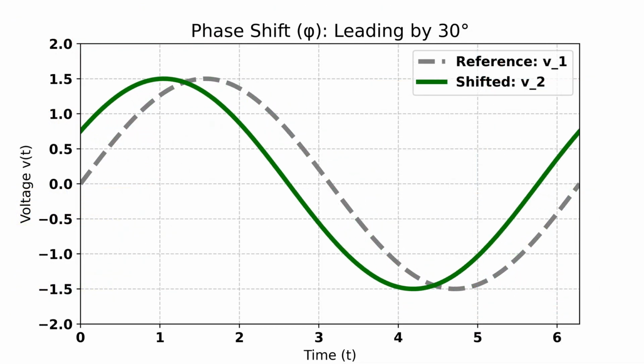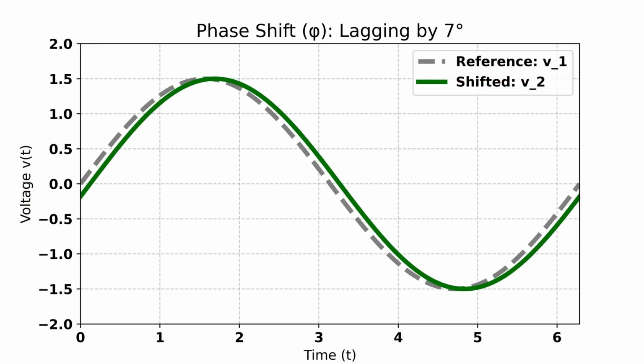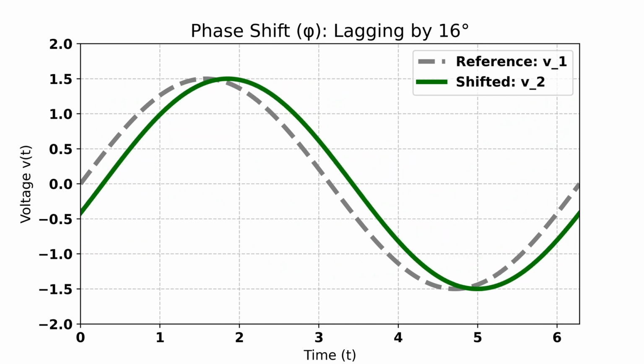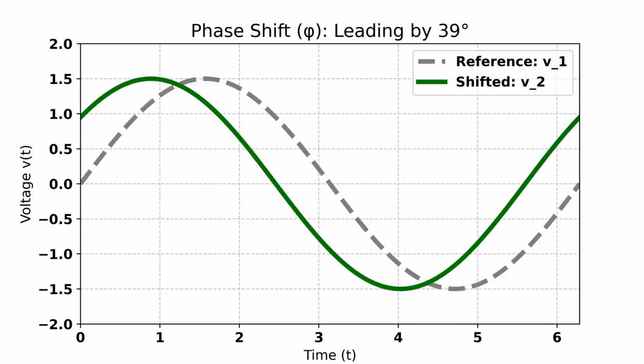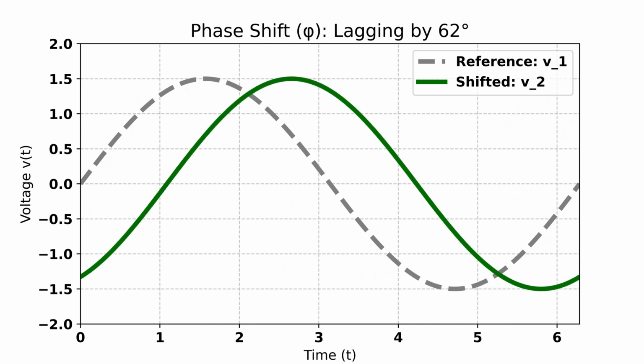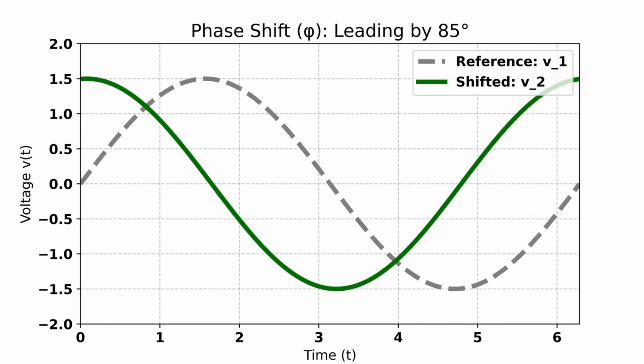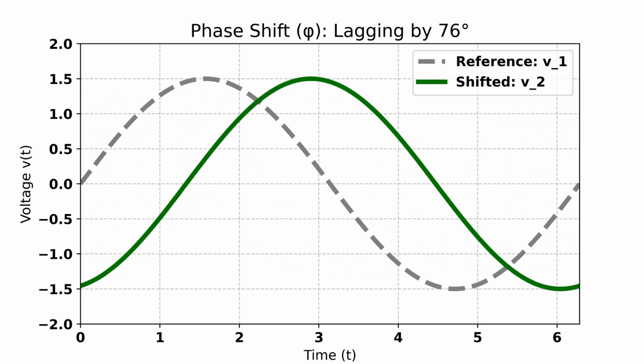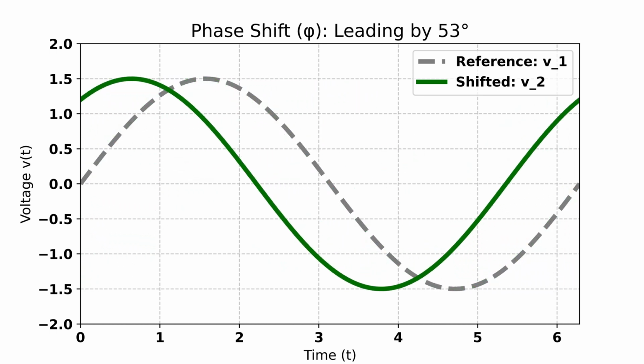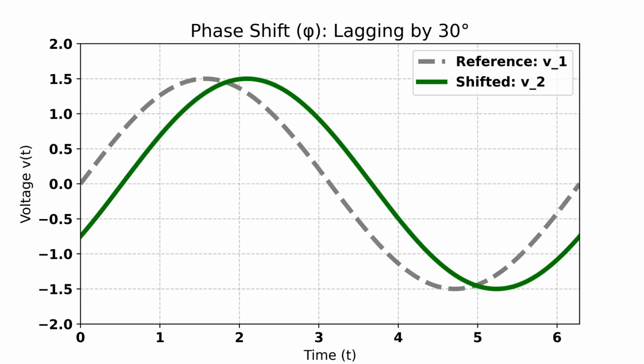This concept can easily be understood with the help of this animation. Here the dotted wave is the reference wave and the green wave is the shifted wave. If the green wave starts after the reference wave, it is said to be lagging, and if the green wave starts before the dotted wave, it is said to be leading.